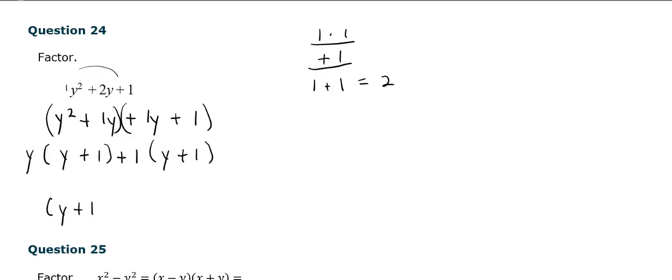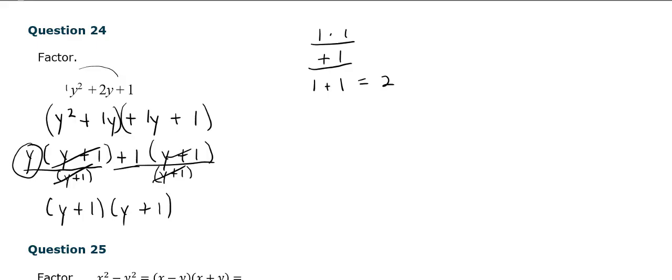So y plus 1 is my greatest common factor. I'm going to divide that out of each term. And when I do that, that leaves me with a y and a plus 1. So I have y plus 1 times y plus 1, which is the same thing as y plus 1 squared. So we call this a perfect square trinomial.